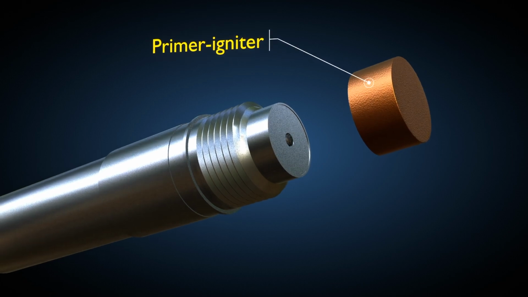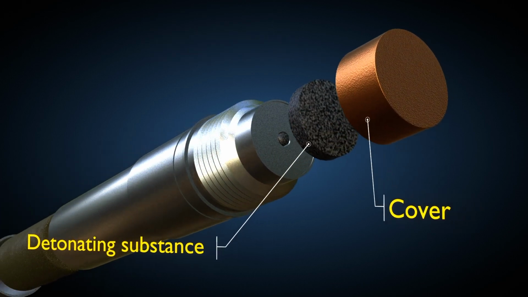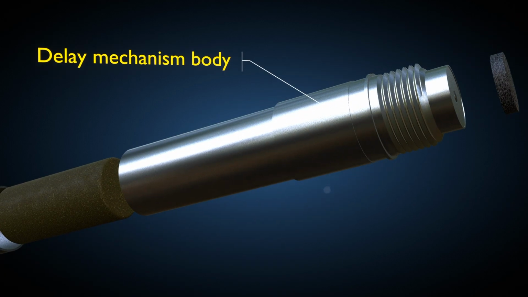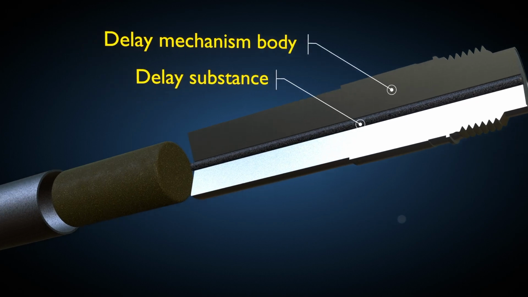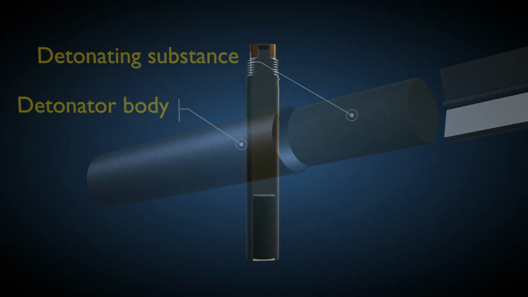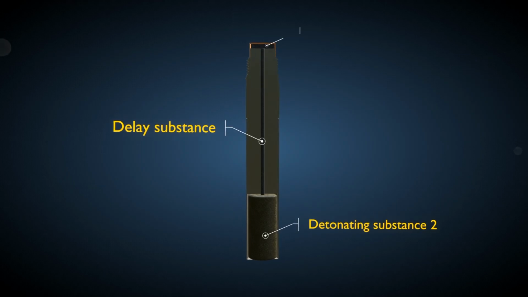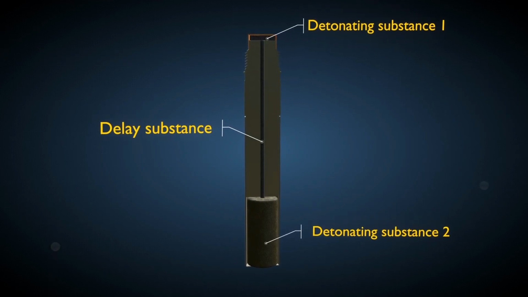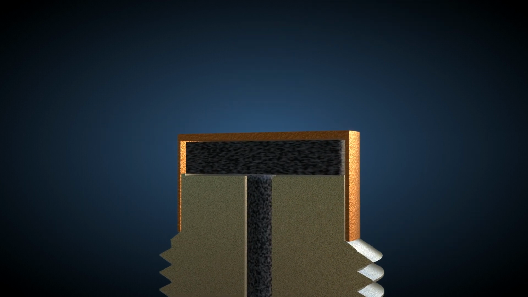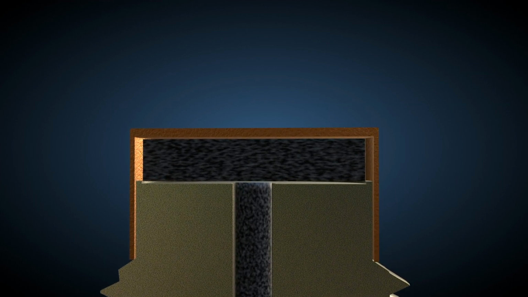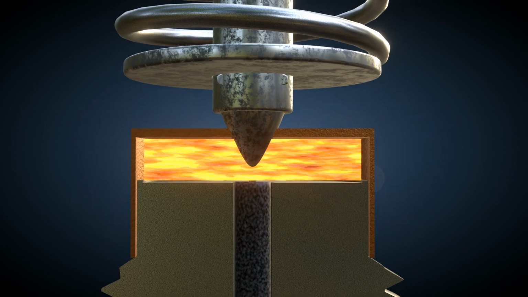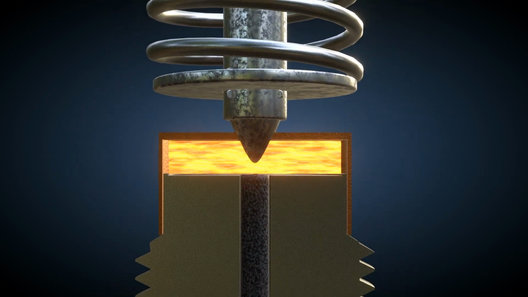It consists of a primer igniter, which in turn consists of a cover and a detonating substance, the delay mechanism body, the delay substance, the detonator body, and the detonating substance. Each of the three explosive substances has unique chemical properties and serves its own function. The task of the detonating substance in the primer is to react to changes in volume. When the striker pierces the cap, the substance is compressed, and this is what causes it to detonate.